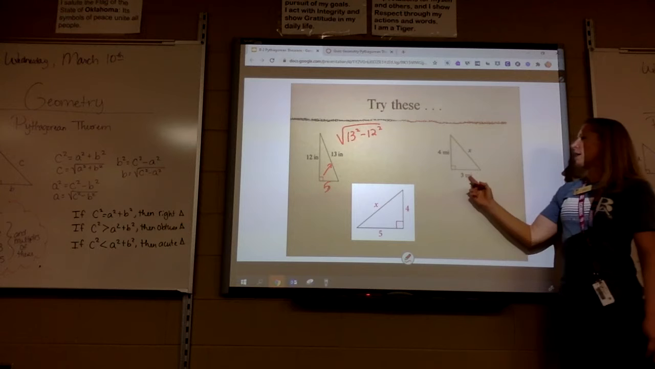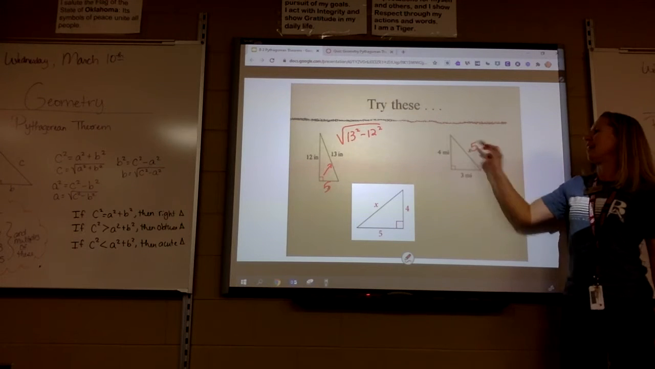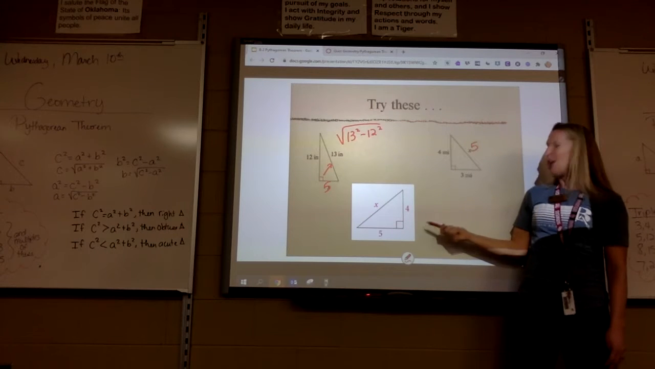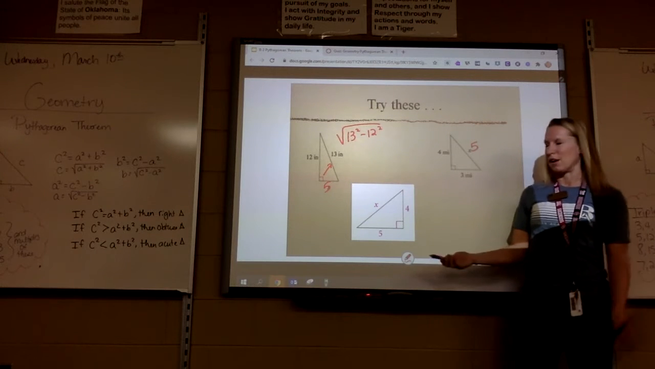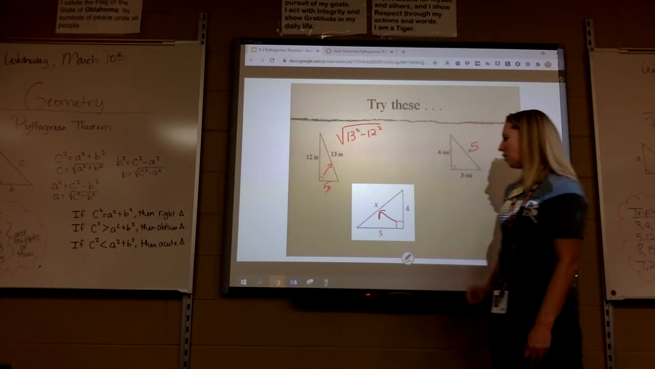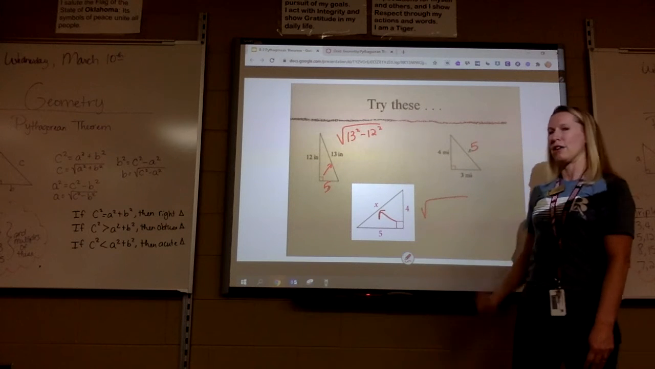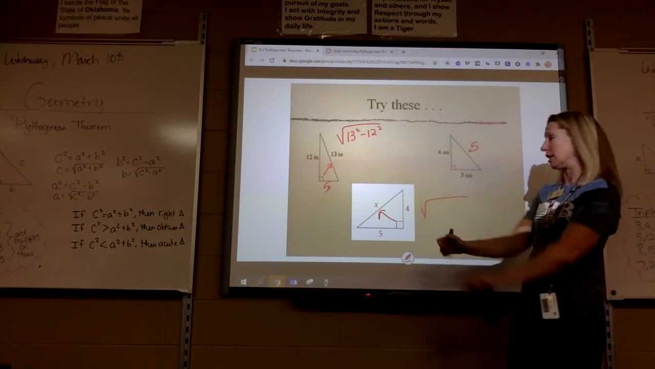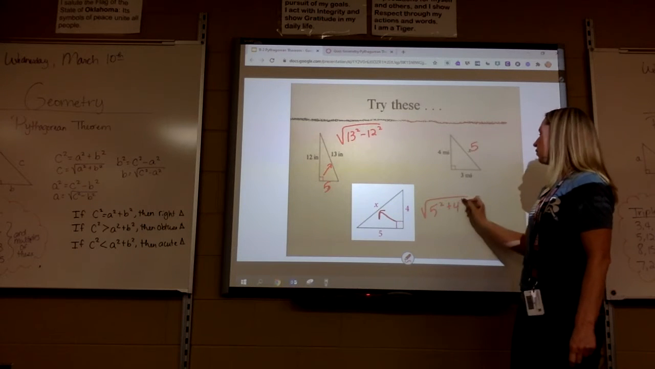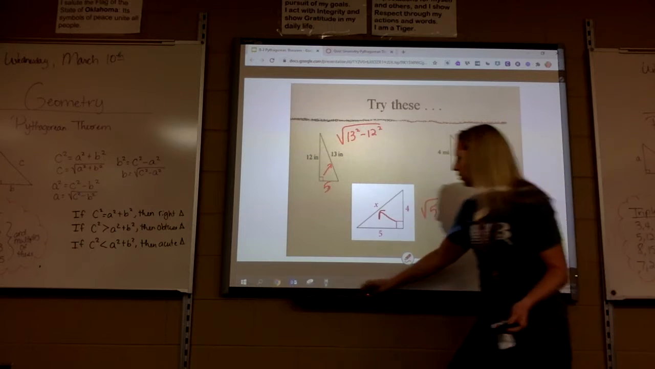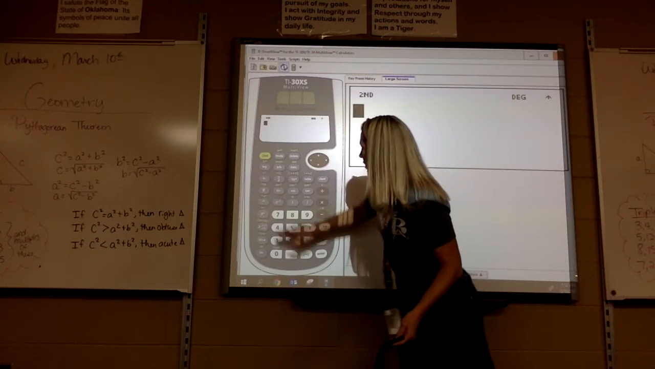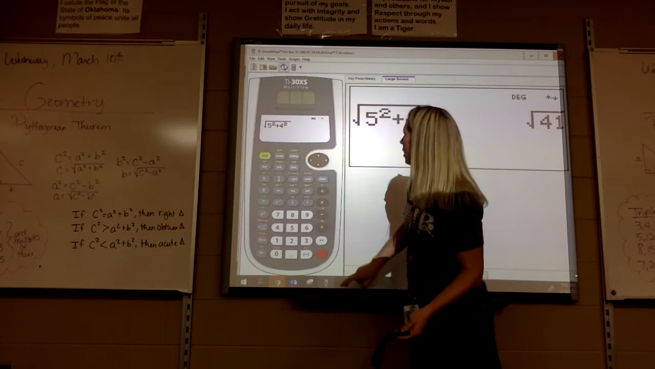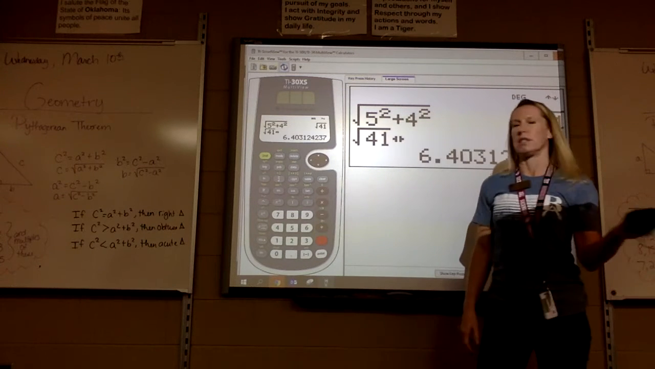Let's look at this one. This is a 3, 4, 5. Now look at this one. Is this a 3, 4, 5? No, I would have to do the Pythagorean theorem. I don't know the hypotenuse, so would I add or subtract under the square root? Add because I need a longer side. So 5 squared plus 4 squared under the square root. And so I would get radical 41 or 6.4.